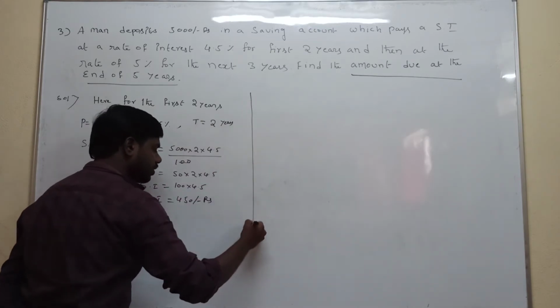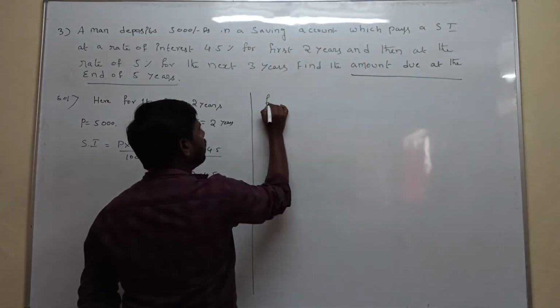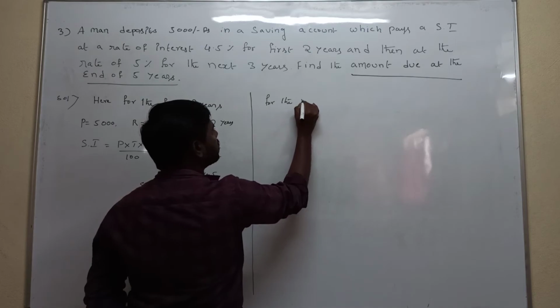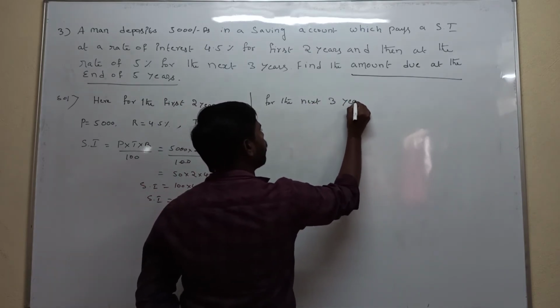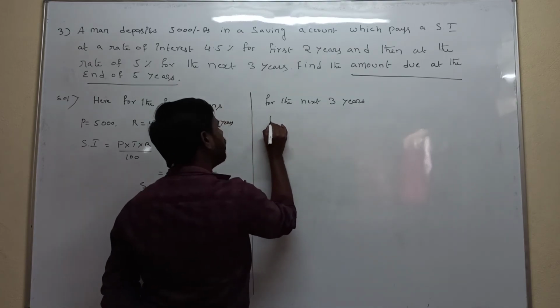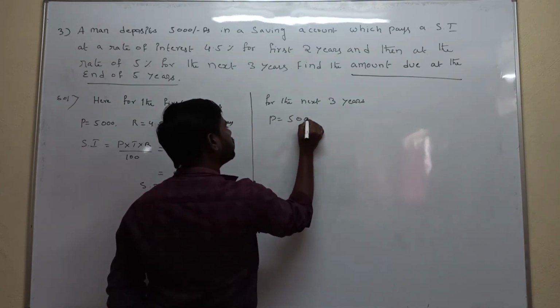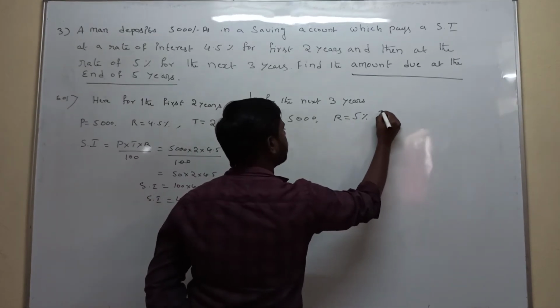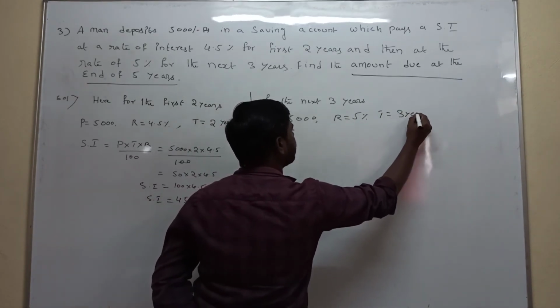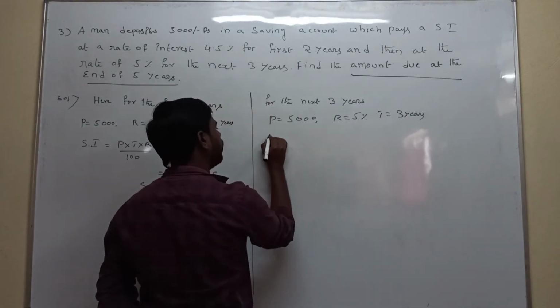After that, the next 3 years. For the next 3 years, what is the simple interest? The principal amount will be the same. P is equal to 5,000 rupees. Rate of interest for the next 3 years is 5%. Time T is equal to 3 years. Here also we need to calculate simple interest.